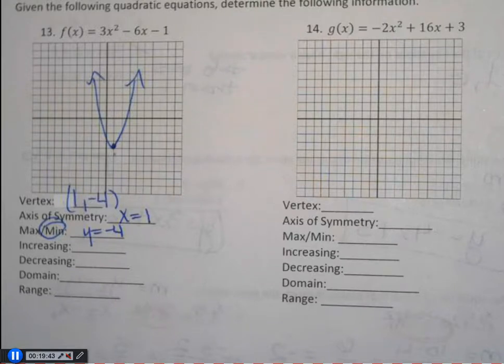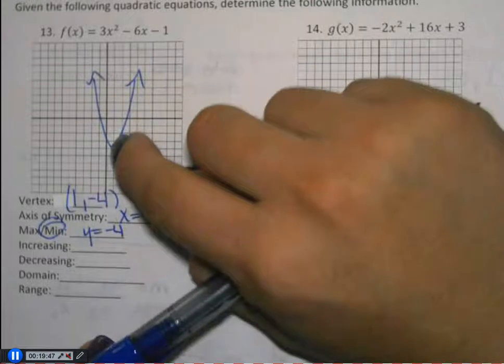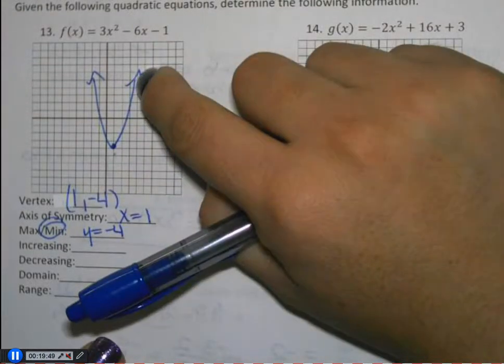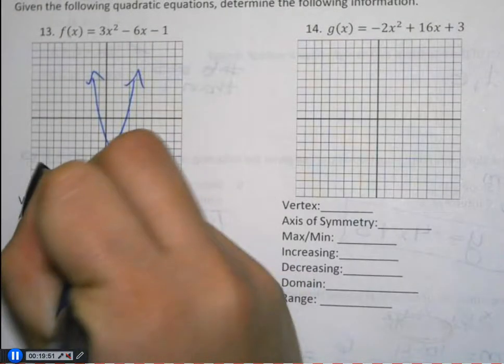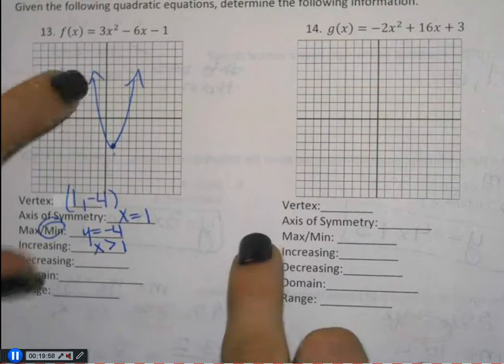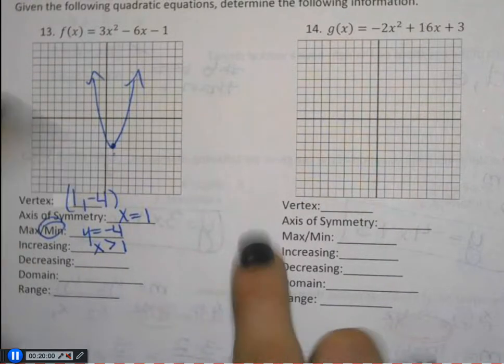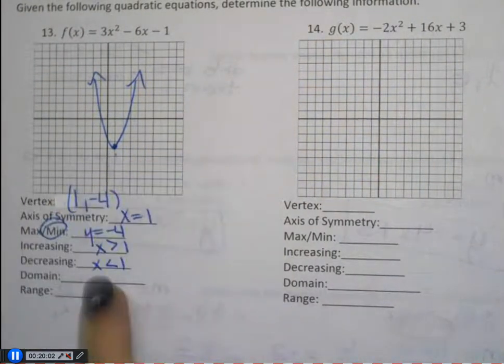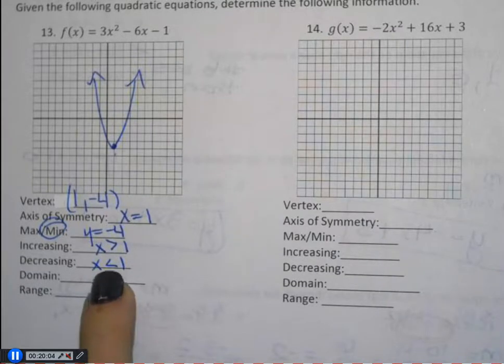Yes. So increasing is where it's got a positive slope. It has a positive slope on the right side. So this is going to be x is greater than 1, because numbers on the right of 1 are greater than 1. It's decreasing on the left side, so x is less than 1. I like to think of the less than sign looking like the letter L for left.